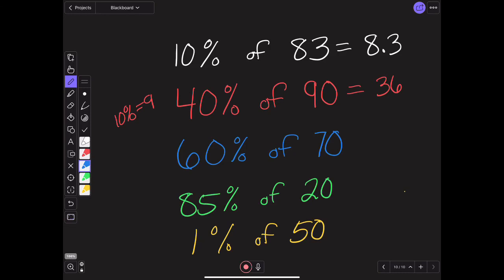Okay, we have 60% of 70. So we start off with 10%. 10% is 7. So 6 times 7 is 42. So 60% of 70 is 42.